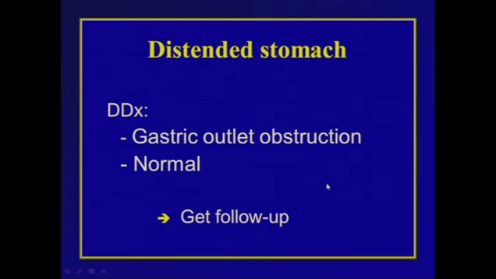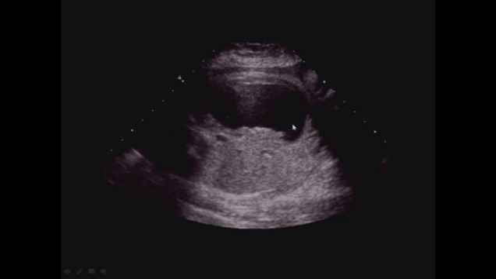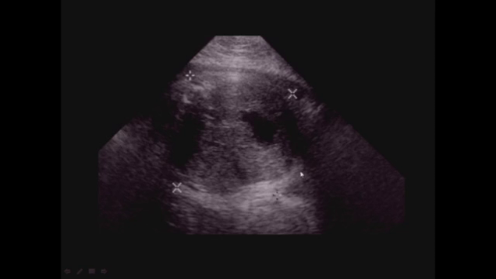Let's go into some abnormalities. Starting at the top, what happens when you see a big distended stomach? Well, the first thing you want to think about is gastric outlet obstruction. Alternatively, this could be normal. What are we going to do? We're going to get a follow-up. Here's an example of a fetus in the 3rd trimester who came in with this enormous stomach filling up half of the upper portion of the abdomen. But when we saw the fetus again, 10 days later, the stomach was completely normal.